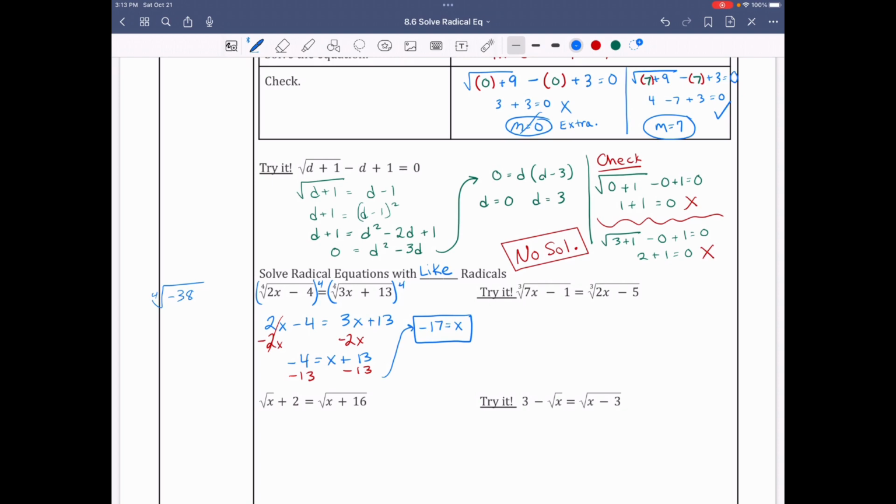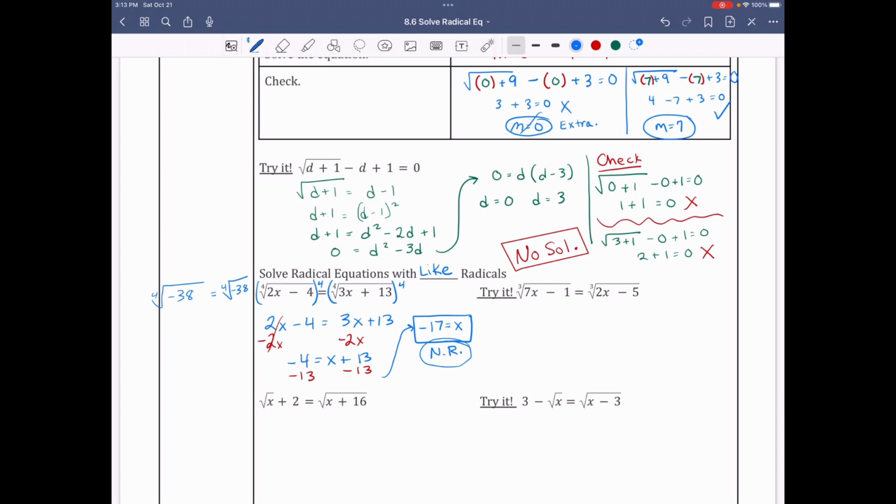Well, that actually is not real. But let me just see if it equals the other side. 3 times 17, 51, negative 51 plus 13. Yeah, that's also negative 38. But that's not real. So I just want to say that that's not real.